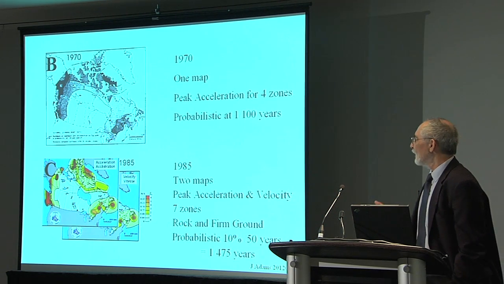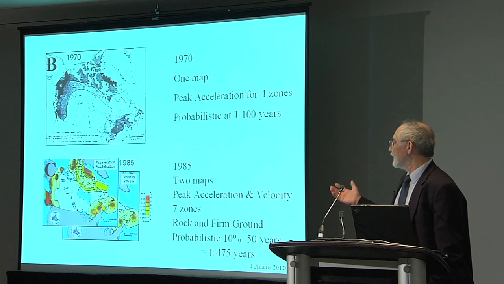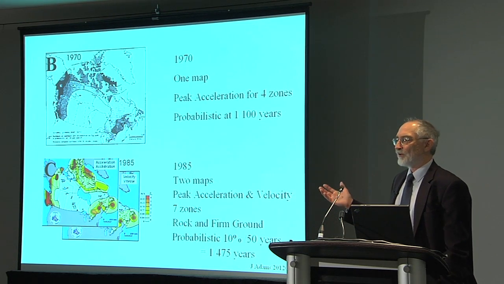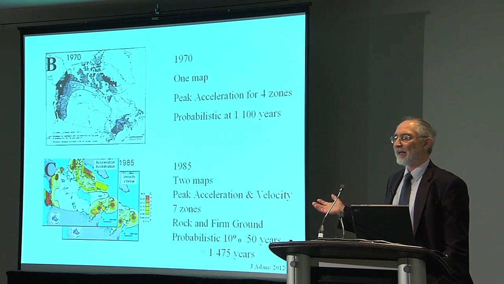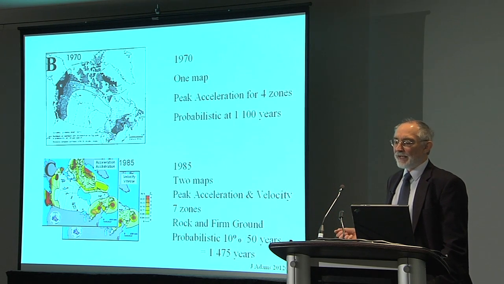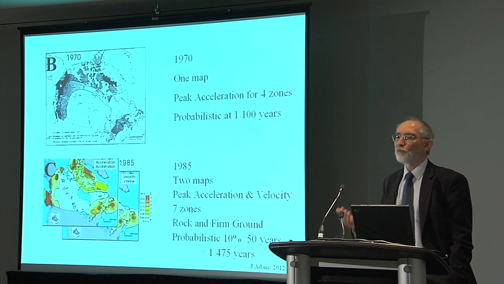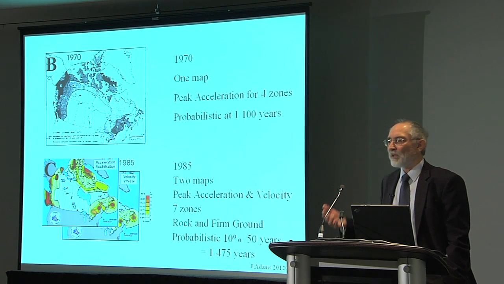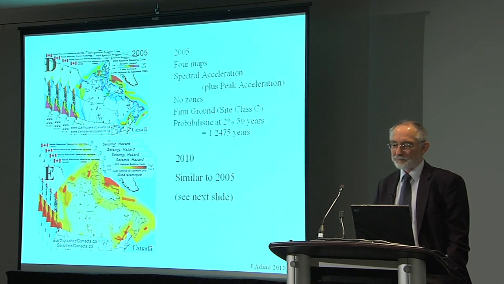It divided Canada up into 7 zones. It took into account a rock and firm ground category, that was basically good, and then various soil categories. And it was probabilistic at 1 in 475 years. So you can see we were actually pushing that probability level down.